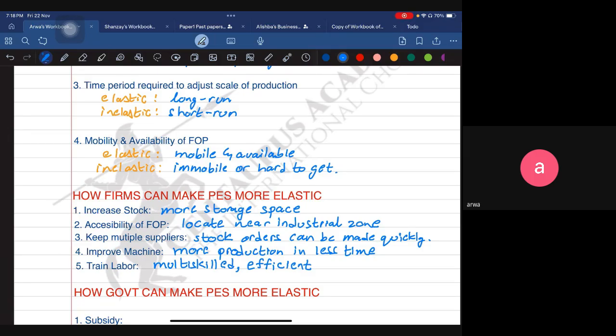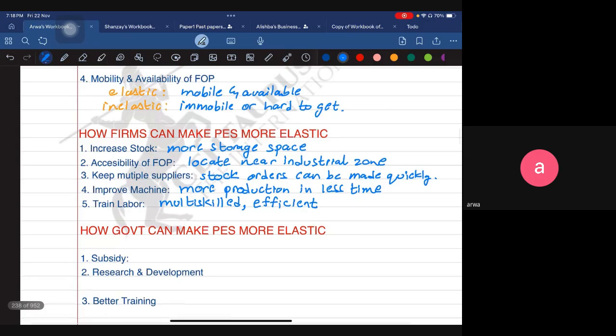Yes, sir. Okay, now how can the government make price elasticity of supply more elastic? One way is giving the subsidy. What will this do for the firms? For subsidy, if they're providing a subsidy, basically a lot of the cost will be taken care of by the government for the firm. So they will have lesser costs. So whatever costs they've saved up, they can preserve that for getting the factors of production.